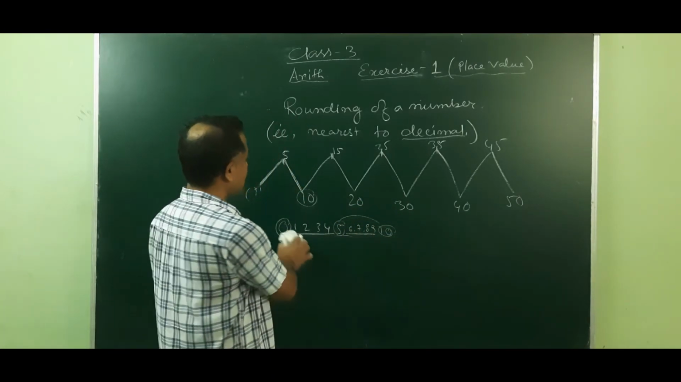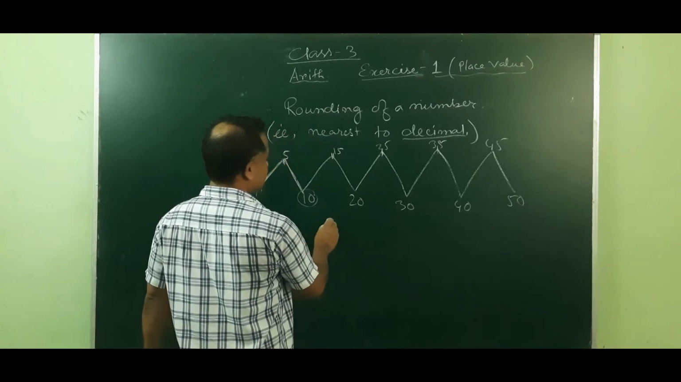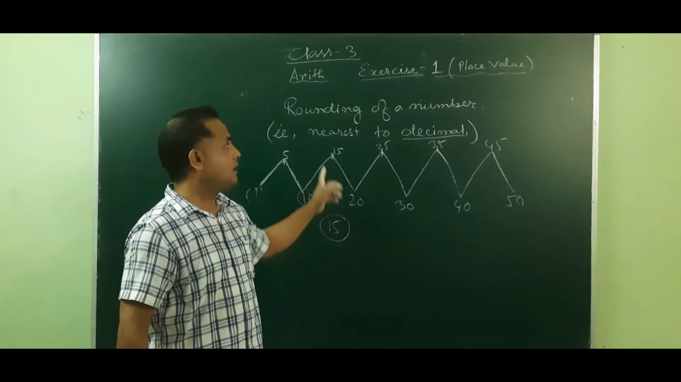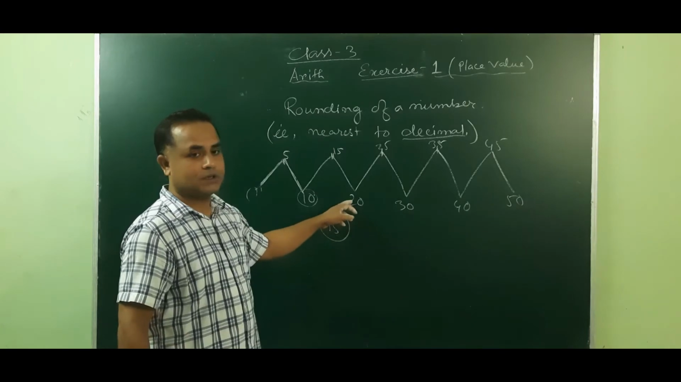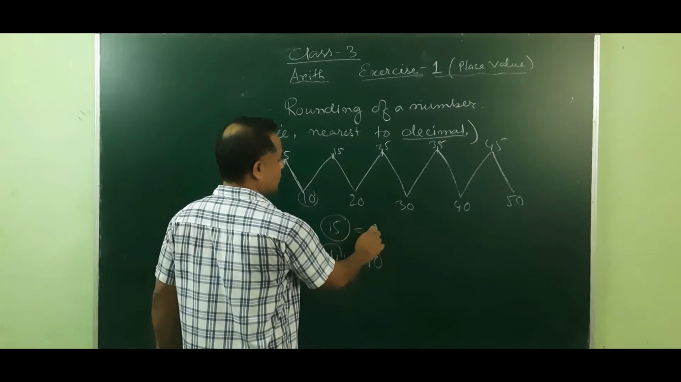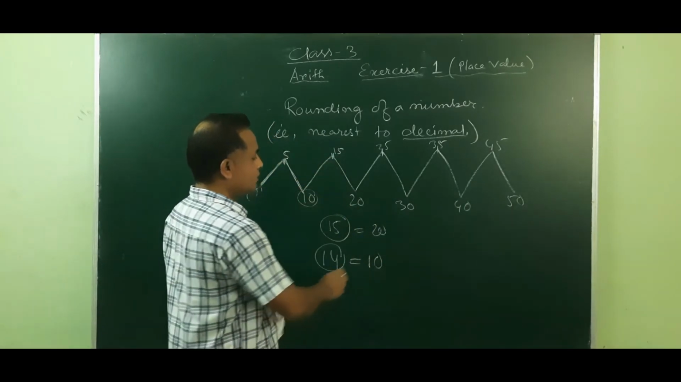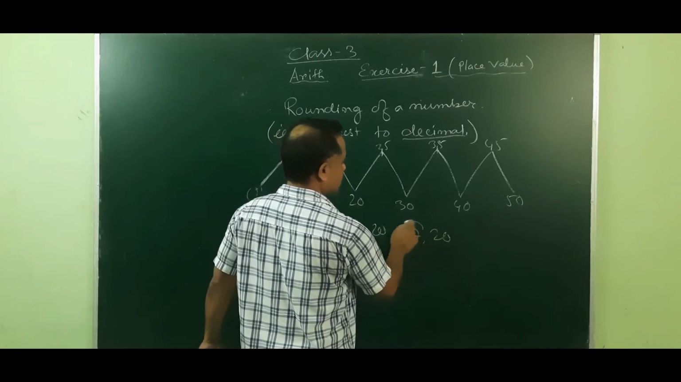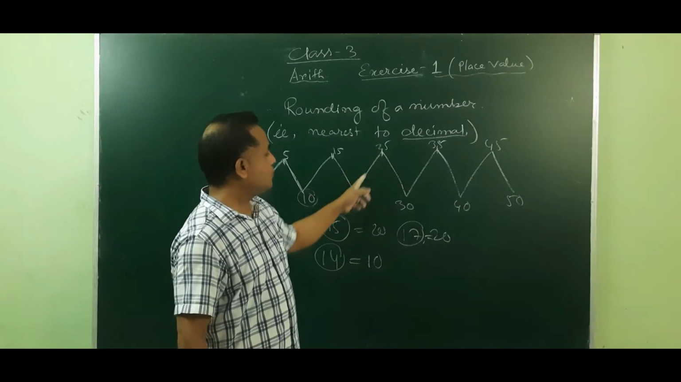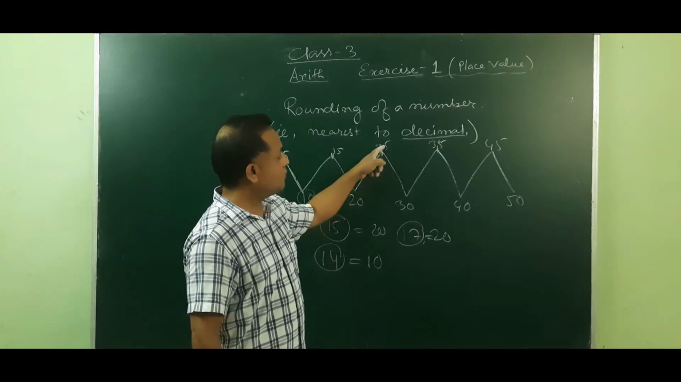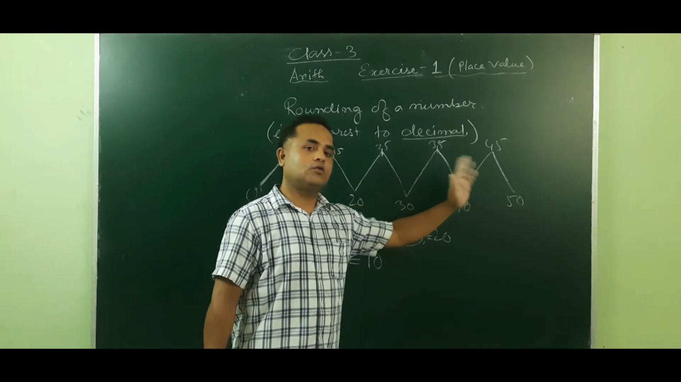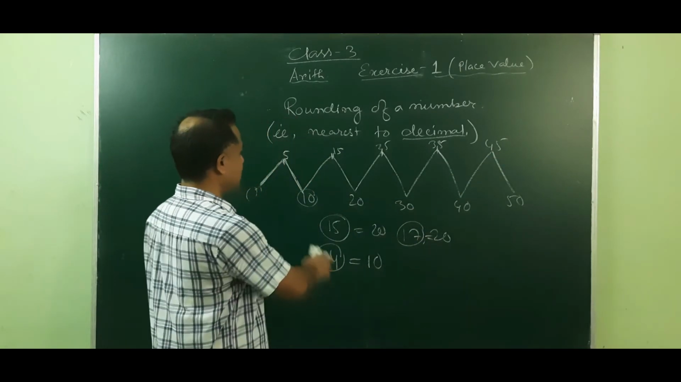Suppose if it is 50, so its nearest 10 will be what? Nearest number will be 20. If it is 14, then nearest will be 10. This one will be 20. 17 also nearest will be 20. Now 21 to 24 nearest will be 20. Again 25 to 29 nearest will be 30. Like that it will go on to infinity.